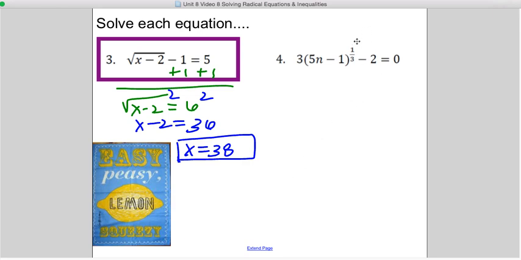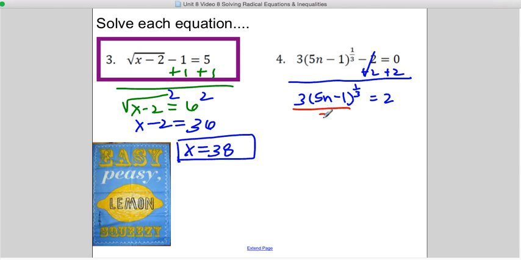This isn't a square root, this is a cubed root. So the first thing is I still want to get this piece with my cube root by itself. So I am going to go ahead and add 2 to both sides. So I have 3 times (5n minus 1) to the 1/3 is equal to 2. Still have to get this piece by itself, so it's 3 times this, so I'm going to divide both sides by 3. So I have (5n minus 1) to the 1/3 is equal to 2/3.